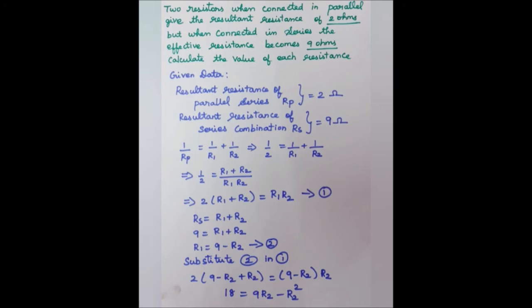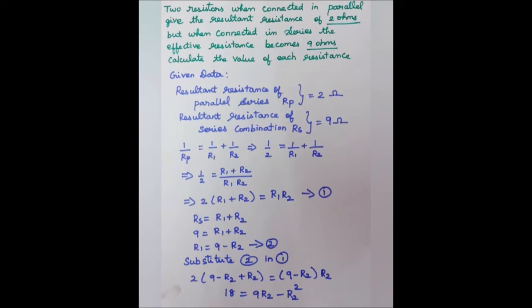Two resistors, when connected in parallel, give the resultant resistance of 2 ohms. But when connected in series, the effective resistance becomes 9 ohms. Calculate the value of each resistance. In this question, the resultant resistance of parallel connection and the resultant resistance of series connection are given.